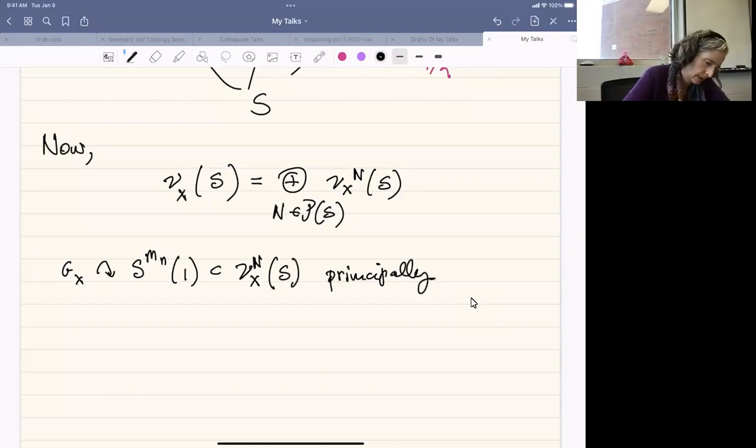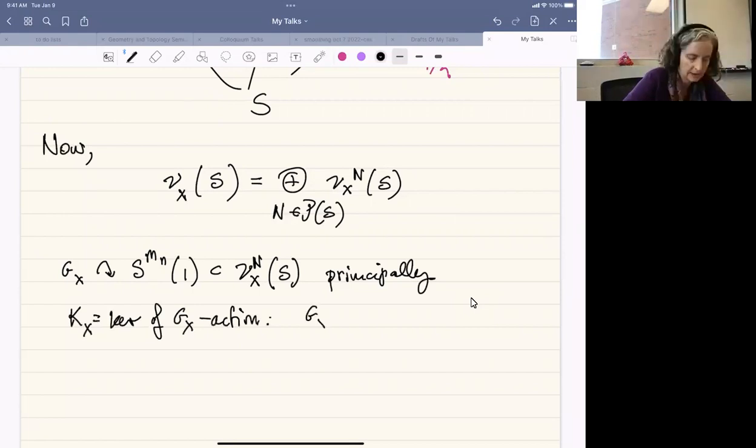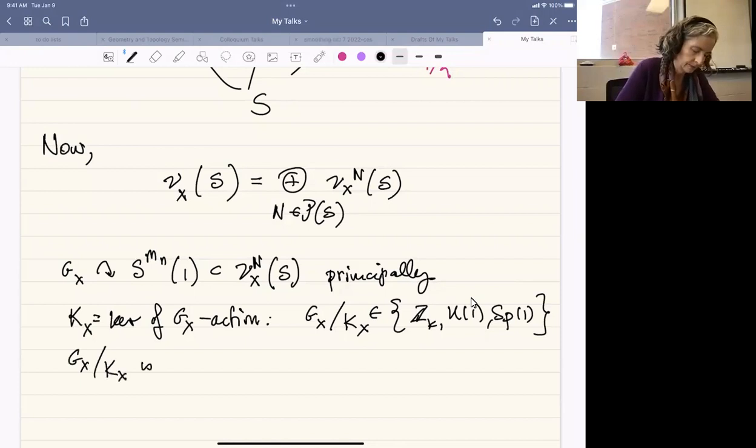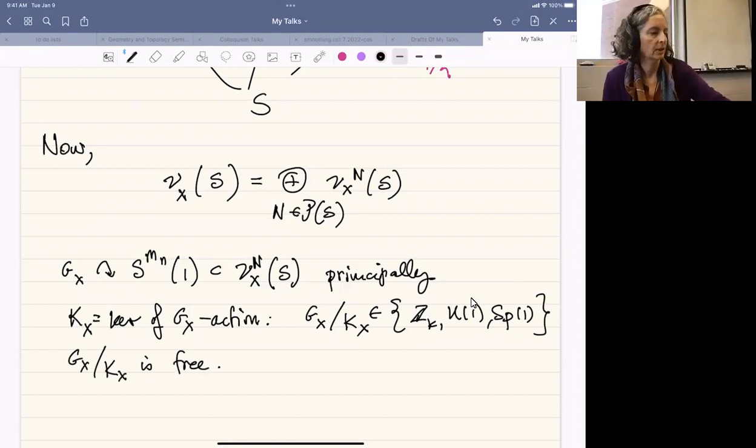And if you let K sub X be equal to the kernel of the G sub X action, then G_X mod K_X is going to be one of these groups that I specified in the previous result. That's due to Bourdon, Gromoll and Grove. And further, this is going to be free. Okay. So we get this structure.